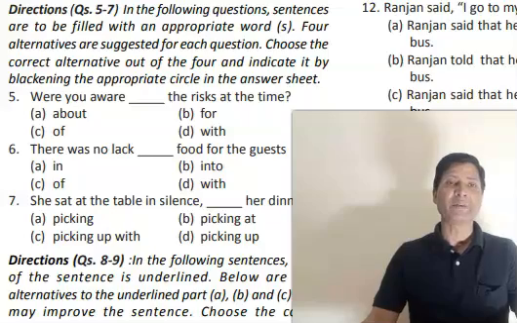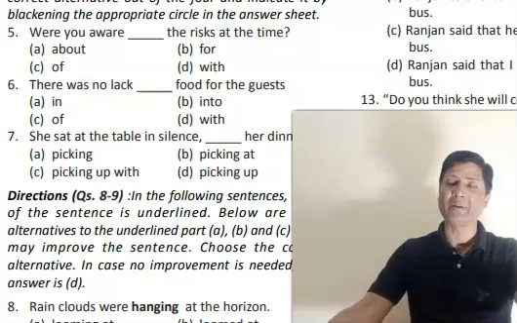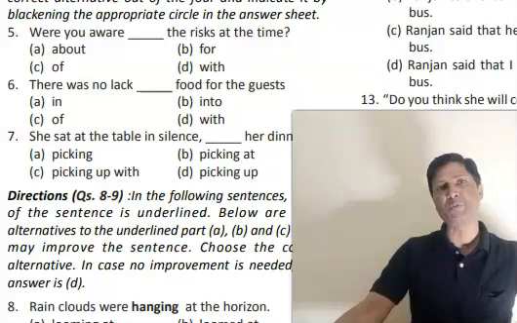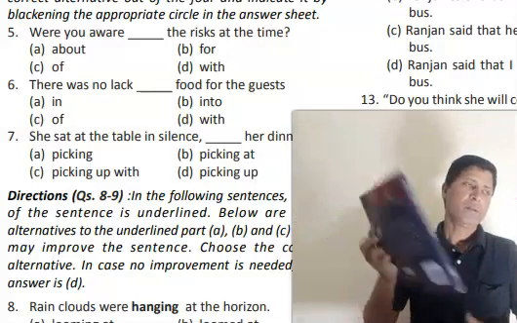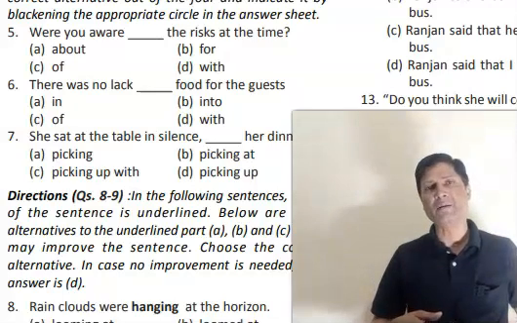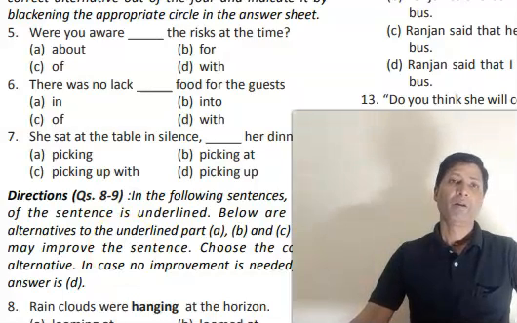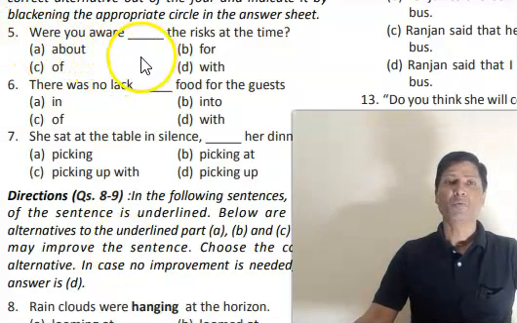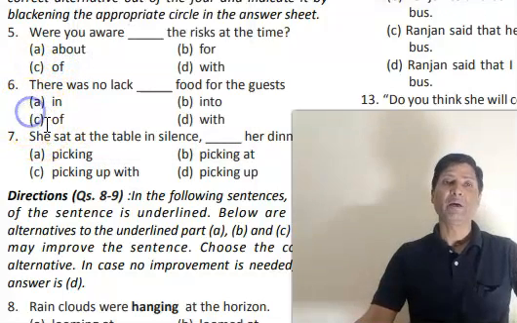Question number 5 to 7 are filler questions. I have already told you that in my part 1 book, I have written a technique called the Eco Page technique. You go through that technique, you won't miss any question, you can guess any question. Were you aware of the risks involved at the time? So here the answer will be of. Aware is followed by the preposition of. Therefore, it should be your answer.